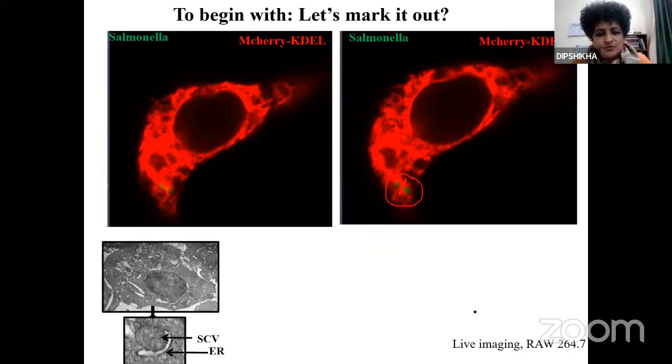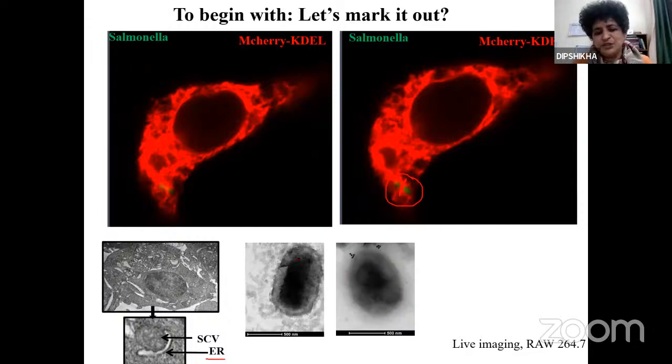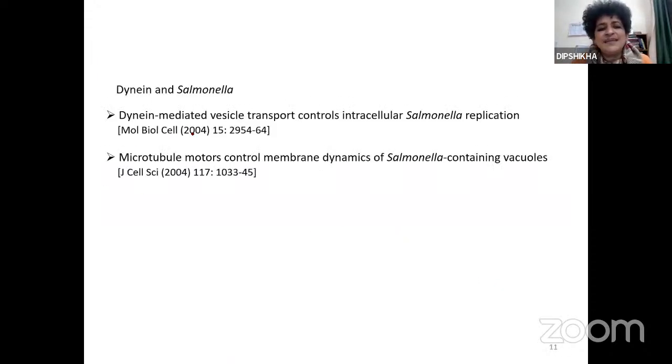We are trying to do many, many more experiments to first understand how this site is marked and how the bacterial constriction, the vacuole constriction, happens. ER, endoplasmic reticulum, plays a very important role, and that is how we are getting into much more detail. These are a lot of electron microscopic images to show the same. So the dynein and the Salmonella have a very good relationship. Dynein-mediated vesicular transport was known to control the Salmonella replication.